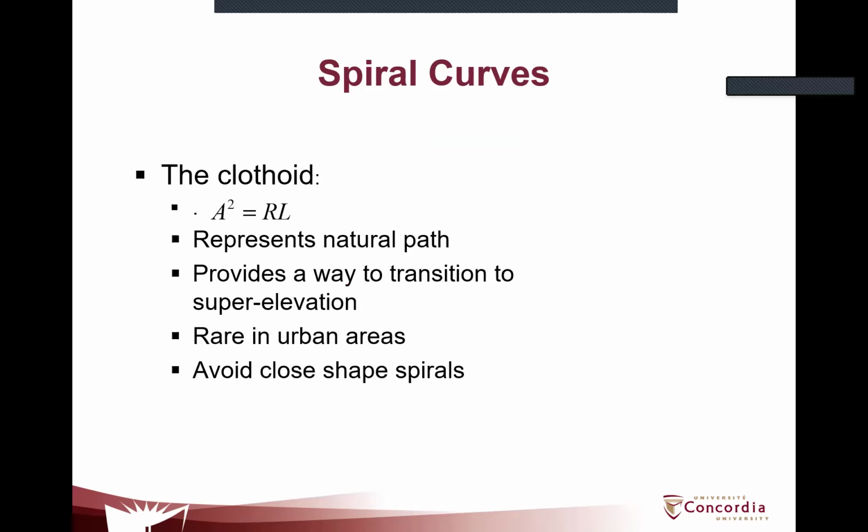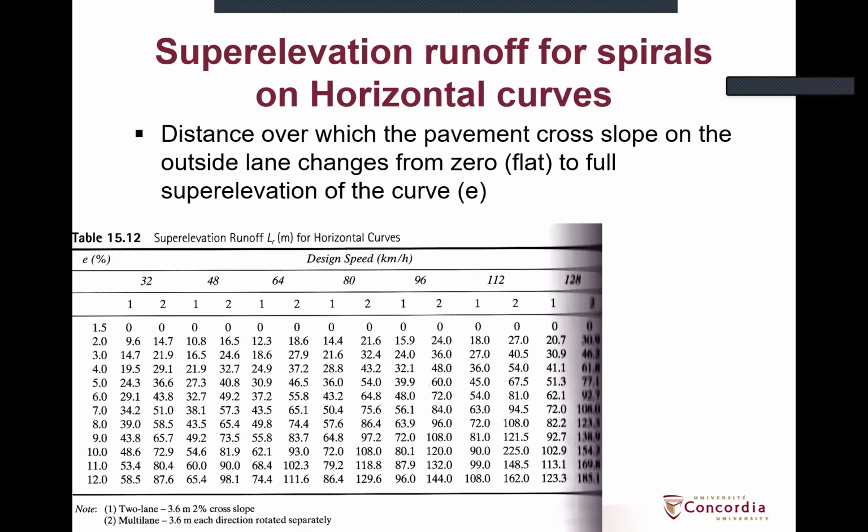Spiral curves follow the clothoid equation, which is given there: A squared equals RL. R is the radius, L is the length, and A is a constant. And they represent a natural path of transition. They always require super elevation, and we try to avoid them in general, and avoid the closed-shape spirals overall.